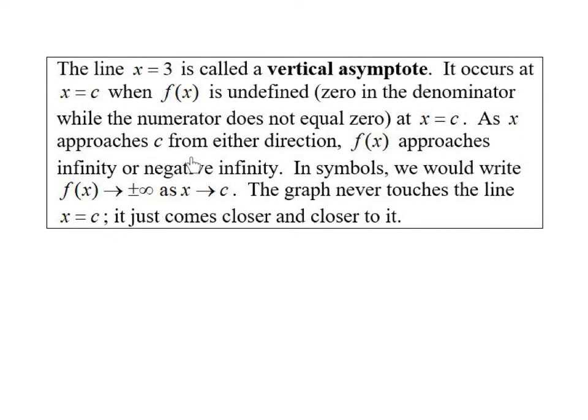As x approaches c from either direction, f of x approaches either infinity or negative infinity. And we've already seen this notation before. The graph actually never touches that line x equal to c. It just comes closer and closer to it, because we are undefined right at that value for x.